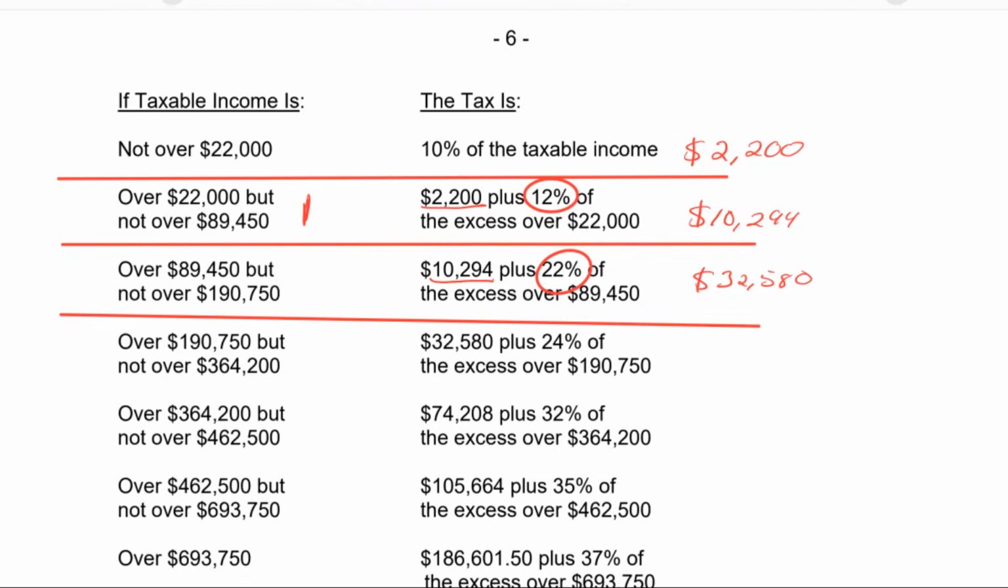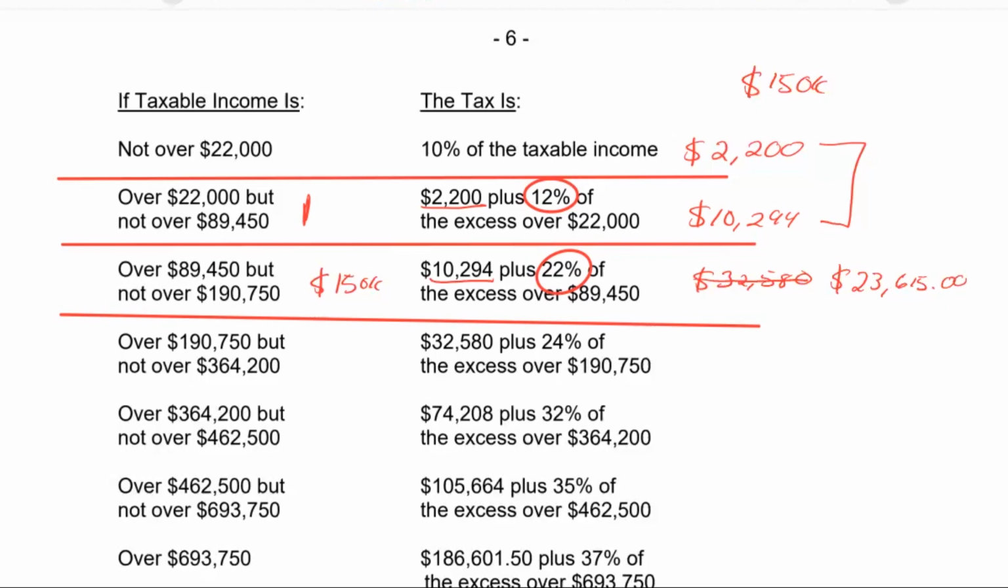So let's say we have a married couple with a household income of $150,000. What we're going to see is this $22,000 plus this $10,294 is going to be added together, plus everything above $89,450 up to $150K. What it's ultimately going to come out to is $23,615 is what we're going to owe for this particular bracket if our household income is $150,000.